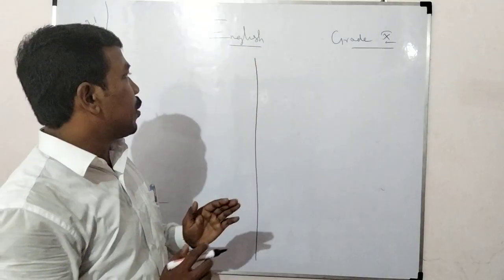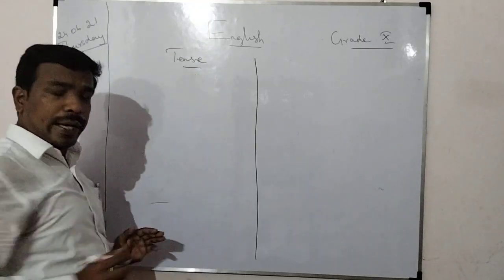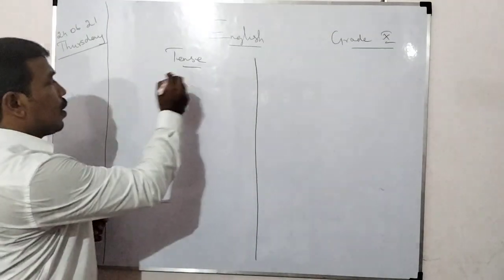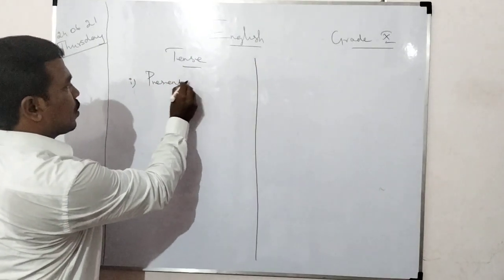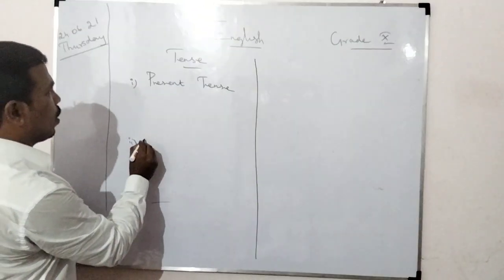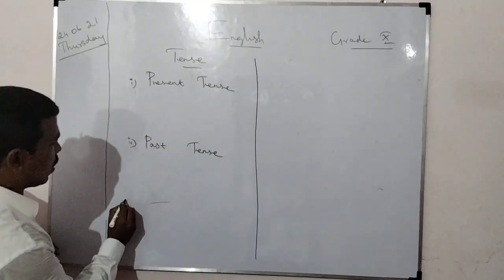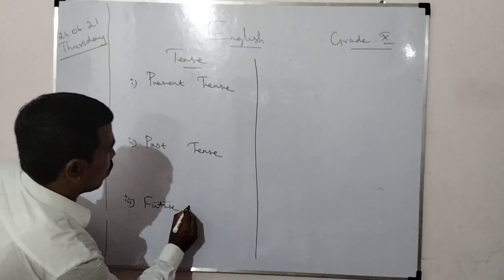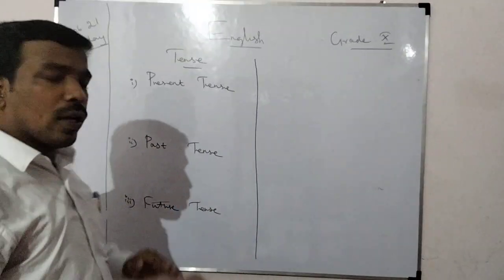Okay, we are moving into the tense. In English, take down these points in your rough note, that's very important. We have divided the tense into three. One is present tense. The second one is past tense. The third one is future tense. How many tenses in English? Present tense, past tense, future tense.